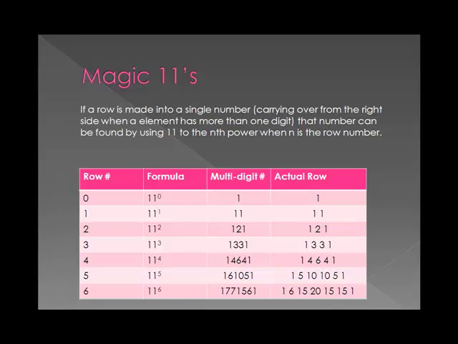To do this, we start with the right side. You would have 1, 5, 0, 1 plus 0 gives us 1, 1 plus 6, 1 plus 5 gives us 6, and then 1. So our whole number, our multi-digit number would be 161,051, which is 11 to the 5th power.